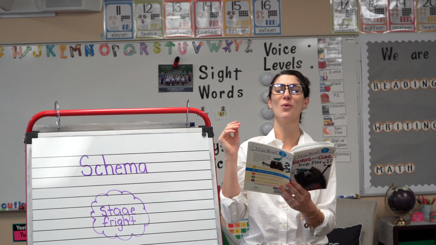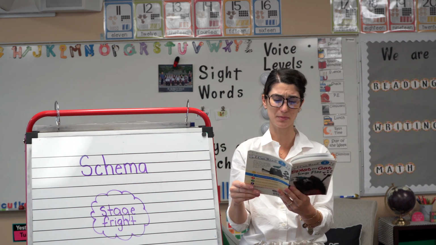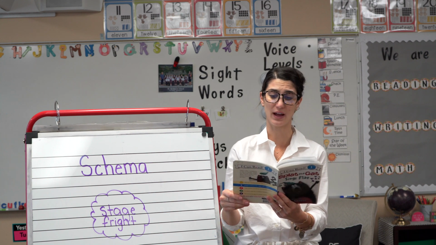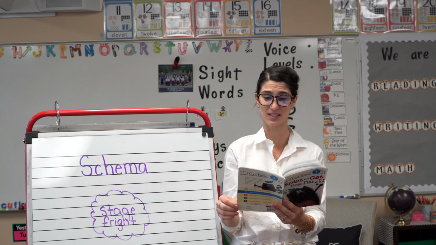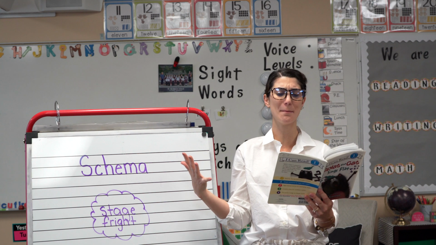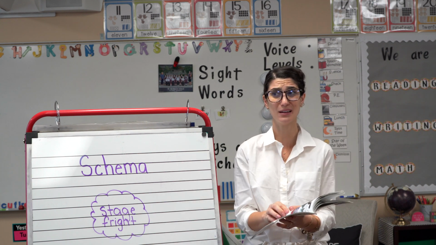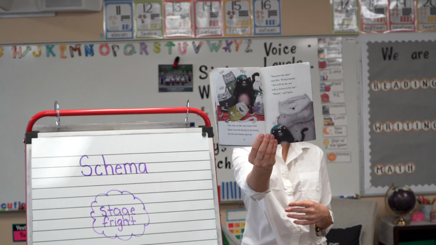The cats on the mat went wild. Splat was not trying to be funny, but he was funny anyway. "Sing just like that," said Mrs. Wimpy Dimple. "You will be the star with a mouse in his hat." "Maybe," said Splat.